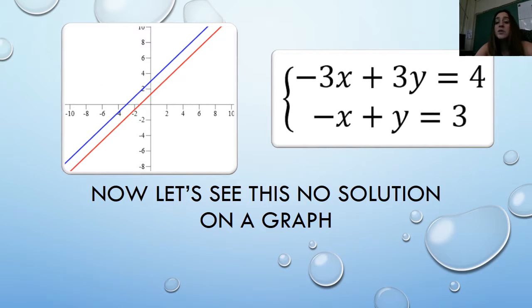Check it out, I took those 2 same lines and now I graphed them, and look, they created parallel lines, meaning they're never going to intersect. So that's why it makes sense that there was no solution before.